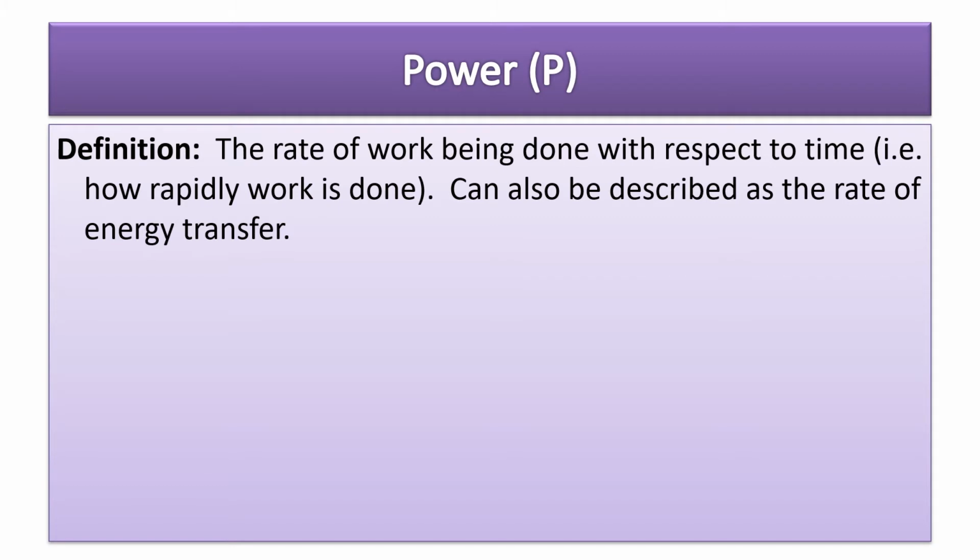So this is the formal definition of power, and we use a capital P to represent power. It says power is the rate of work being done with respect to time. In other words, how rapidly that work is being done. That's what power is. Power can also be described as the rate of energy transfer.